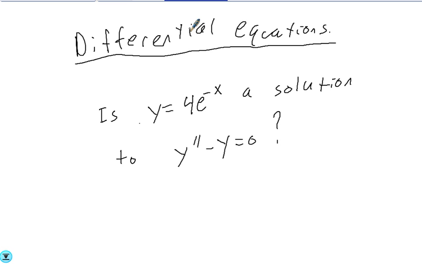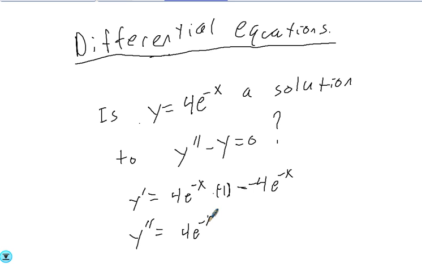So for this situation, we're trying now a new function to see if this is going to work as a solution. So again, we want to find the second derivative. So we have 4e to the negative x times negative 1. That's a chain rule problem. So that's really negative 4e to the negative x. And then the second derivative would be a positive 4e to the negative x, because we'd get another factor of negative 1 here, so it'd cancel out the negative that we got.